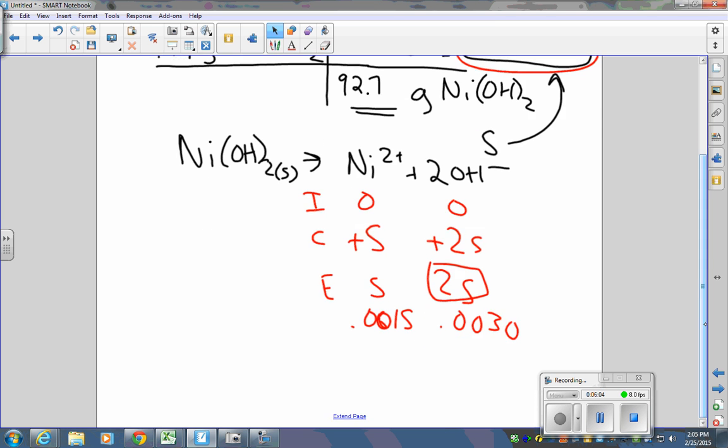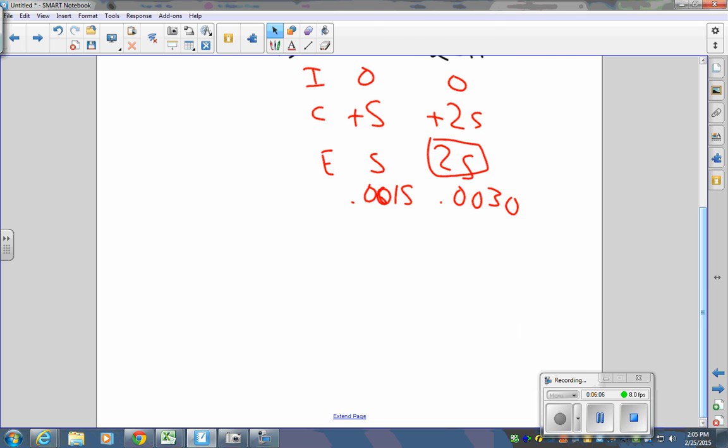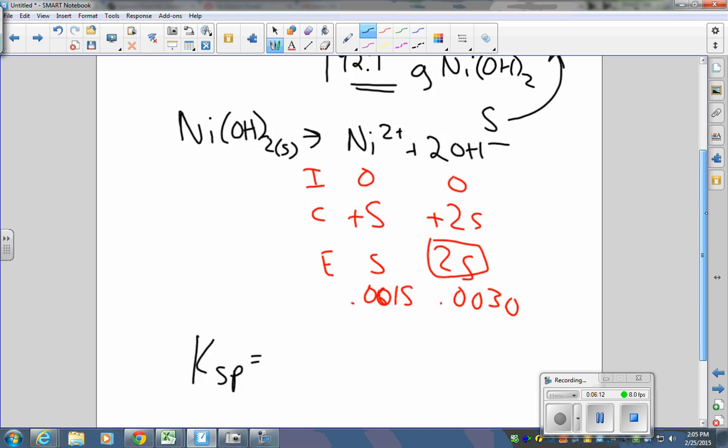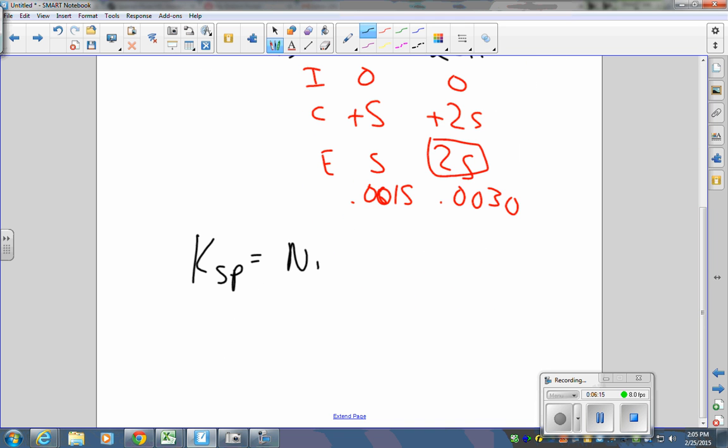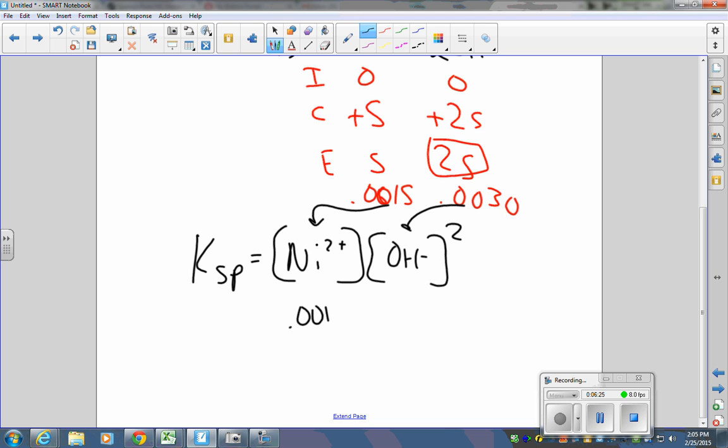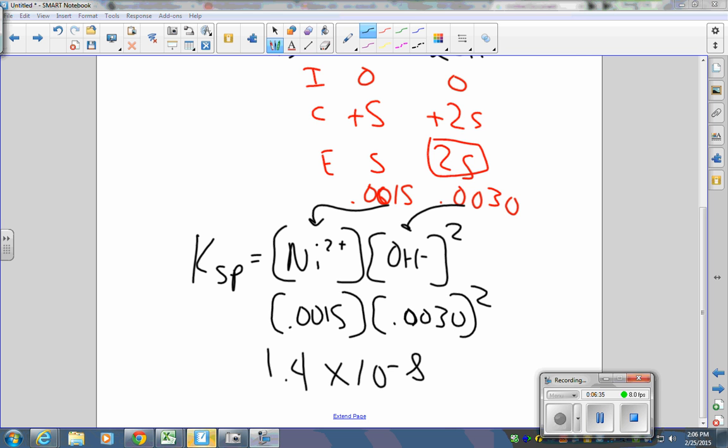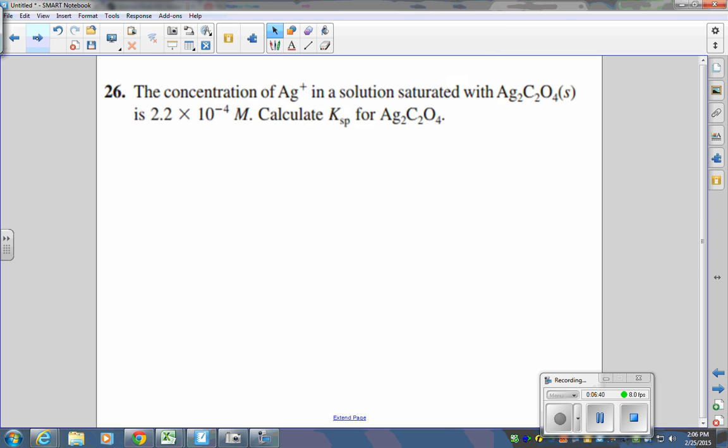Then last but not least, I write my KSP expression. My KSP expression is going to be Ni2 plus, and then I'm going to have OH minus, and I'm going to have that squared. I drop the values in here. That's going to drop in there. So I'm going to go 0.0015 times 0.0030 squared, and ultimately I get my KSP, 1.4 times 10 to the negative 8. Boom shakalaka. Next problem, last one, concentration of Ag plus.